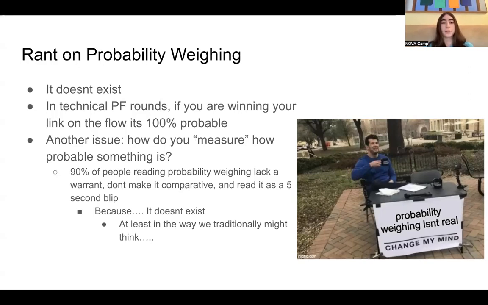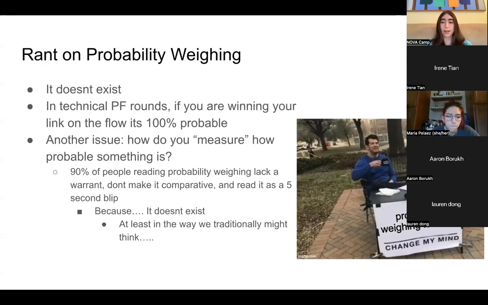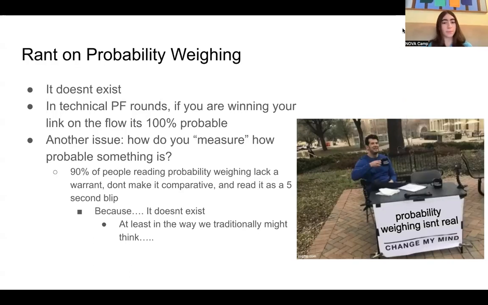So that begs the issue, how do you measure how probable something actually is? Because probability is a real concept. It exists in real life. So if it exists in real life, how do we make it clear in a debate round? Because you have to measure this probability while also taking into account that when things are conceded, or if you're winning it, that automatically becomes probable.